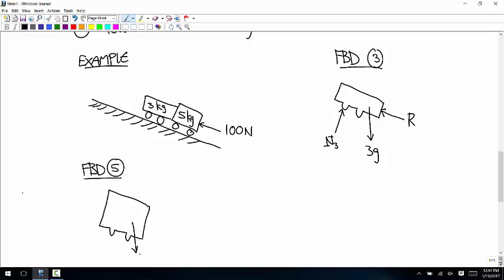There's a weight of 5 times 9.81. There's a pushing contact with the ground. That's perpendicular to the surface toward the chosen body. I'll call that N5. That 100 Newton force is applied on the right side. That didn't appear on the 3 because it wasn't applied at the boundary of the 3.